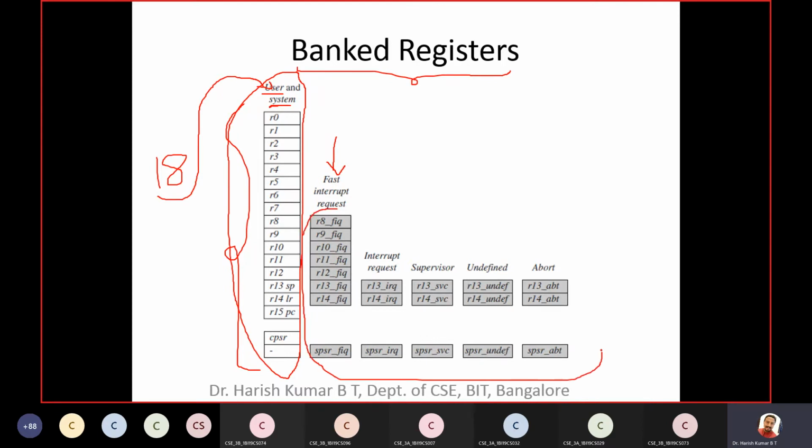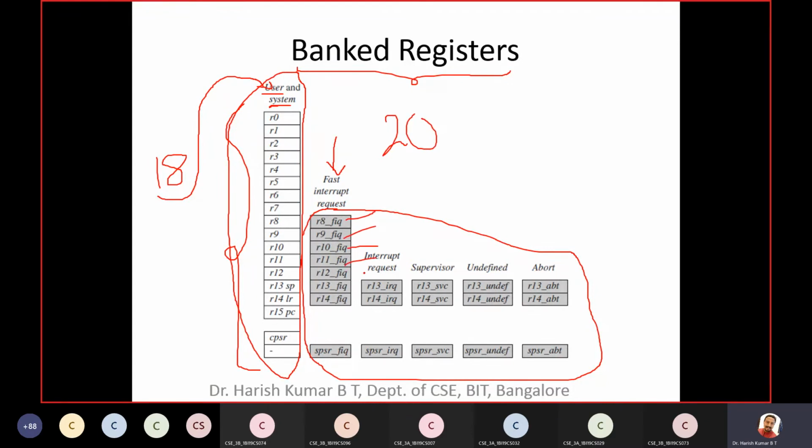How many banked registers are there? Totally 20 banked registers. When your microcontroller or microprocessor is operating in the fast interrupt request mode, these are the registers: R8, R9, FIQ. It will not make use of these things. So these are for the user, and these are used when the CPU is operating in the fast interrupt request mode. You can count them. There are 20 banked registers.